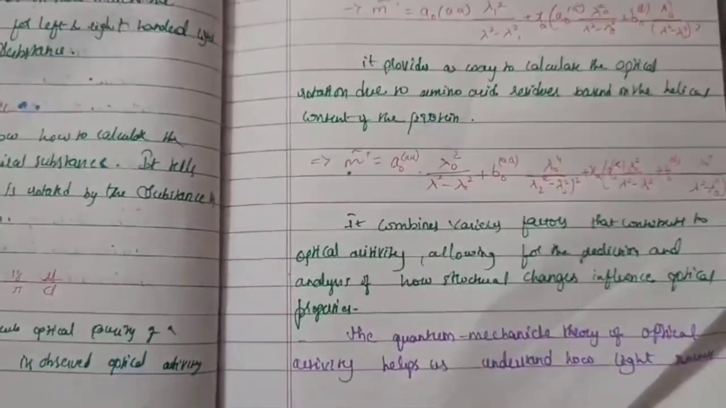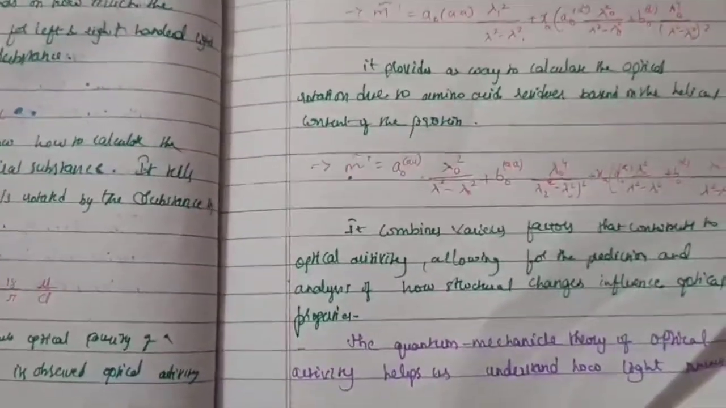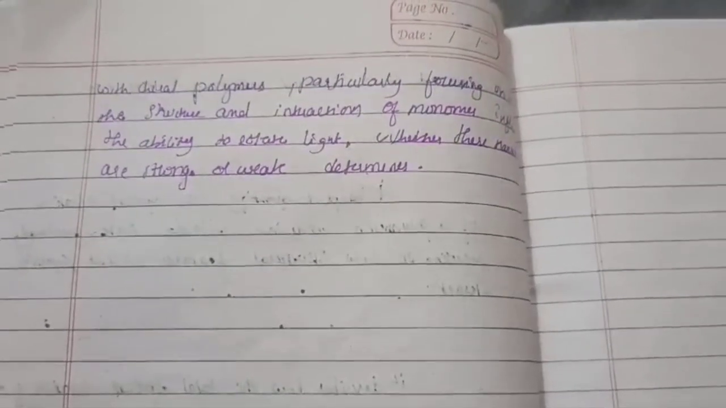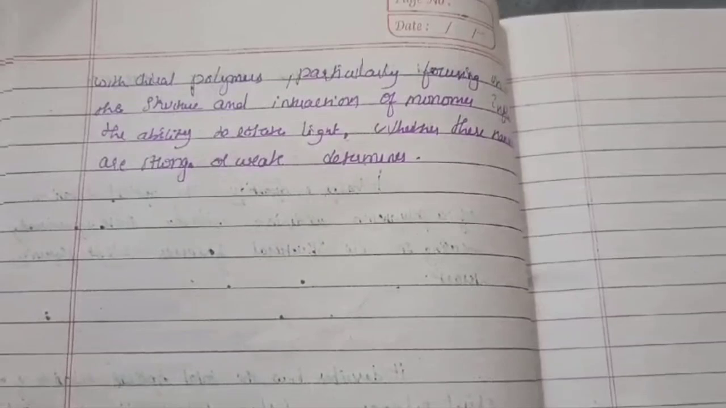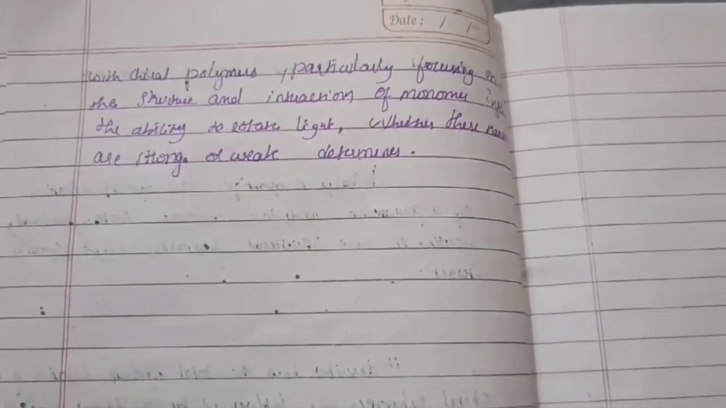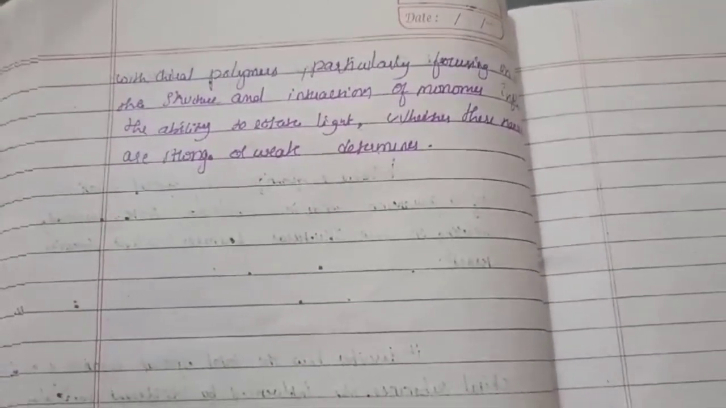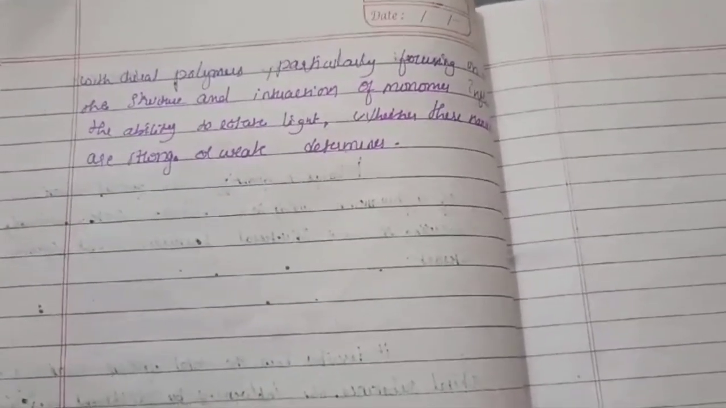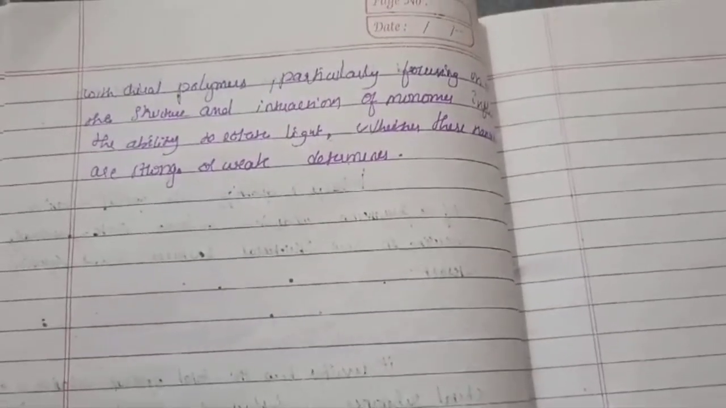In conclusion, the quantum mechanical theory of optical activity helps us understand how light interacts with chiral polymers, particularly the structure and interactions of monomers and the ability to rotate light, whether strong or weak. In polarized light, in the right hand wave, the electric field strength vector in a ray directed towards the observer rotates in a clockwise direction. In the left hand wave, the vector rotates in an anti-clockwise direction.